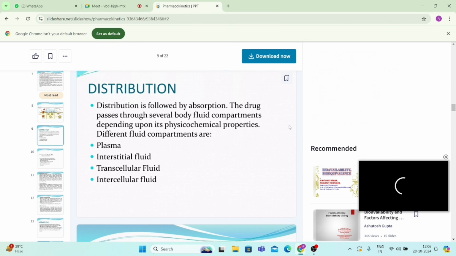And next we have distribution. Once the drug is absorbed, the distribution process will go on. Distribution in the sense where the drug will be distributed, which part of the body the drug will be distributed to, whether it is entering into the brain, your hand or the leg, whatever you take, what are the different parts involved in the distribution.